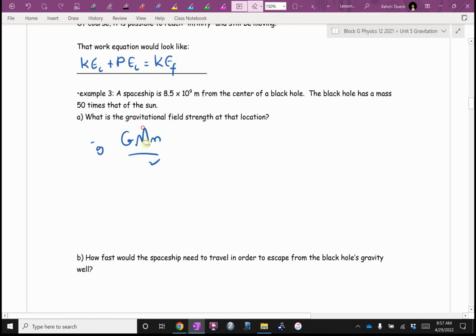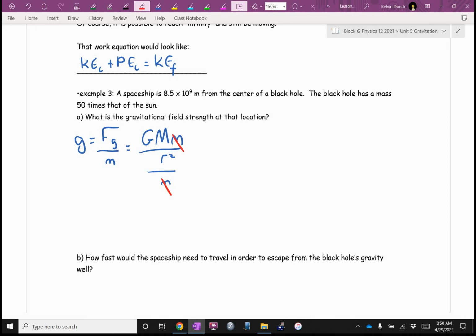So here's the question. What's our symbol for gravitational field? Which one? Little g. And the formula that I've given you on your formula sheet says it's that divided by that. But we're cosmic. Big G, big M, little m over r squared divided by little m. Hey, little m cancels. It's big G, big M over r squared. That's gravitational field strength.